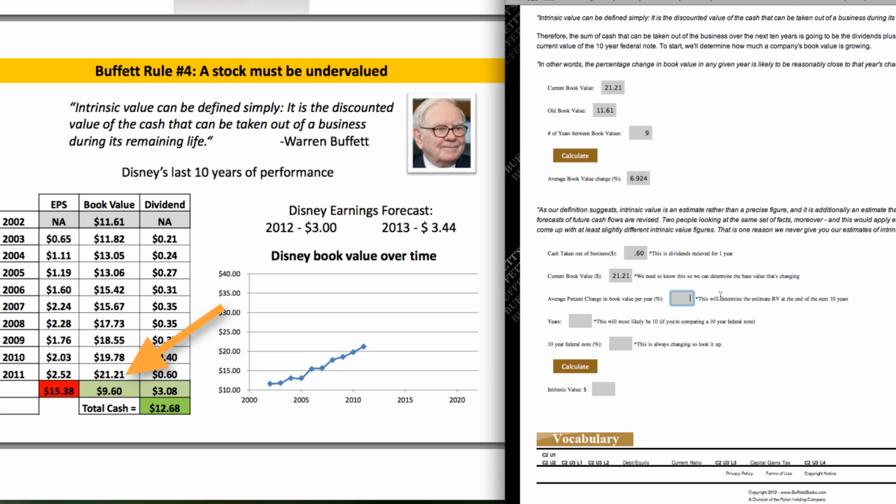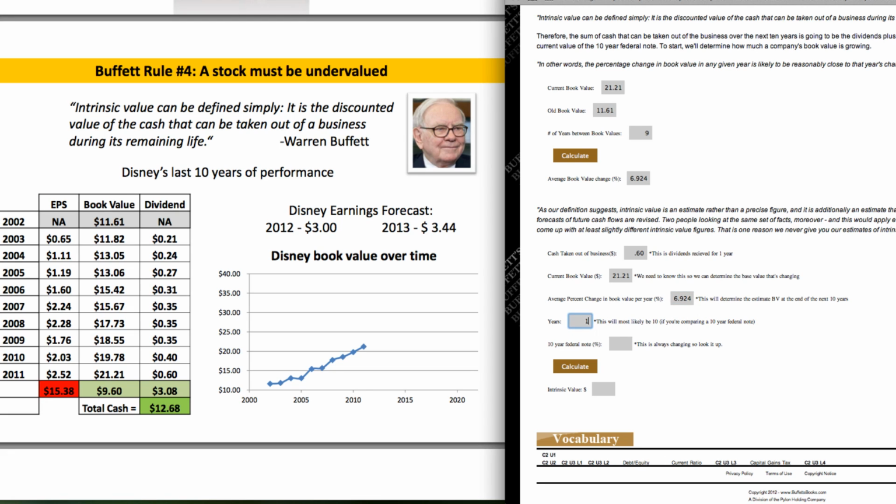The average percent change in book value per year over the next 10 years. And so I'm going to use the 6.924%. Okay, and that's what we figured out on the top calculator. And that was based off of the previous 10 years. And so I'm going to use the same number for the next 10 years. If you think that's too high, well, then you use a little bit lower figure. That's up to you. And if you think that that's a little low, well, then use a higher number.